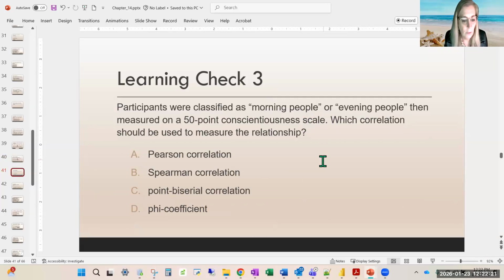All right, so learning check 3. Participants were classified as morning people or evening people, and then measured on a 50-point conscientiousness scale. Which correlation should be used to measure the relationship? Can you remember what kinds of data each of these use? And which one would apply in this example? You have to think about what two variables are being used and what kind of variable each is. Is it continuous? Is it categorical? Are they a mix, one categorical, one continuous? Knowing that should tell you which test you can use to measure the relationship here.